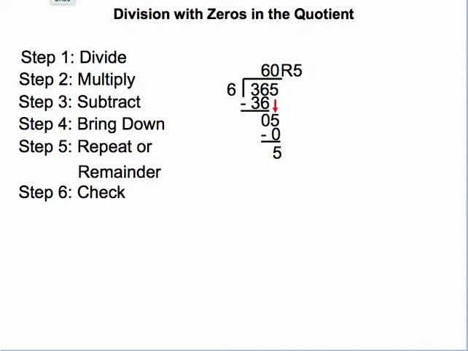Now, as you remember, when we check, we use the operation of multiplication. So we're going to take 60 times 6, and that gives us 360. Then we need to add the remainder to it. So 360 plus 5 gives us 365. Okay, so let's look at another problem.